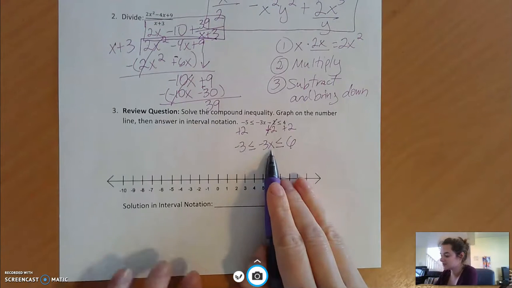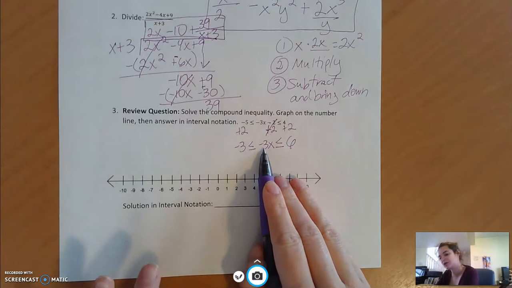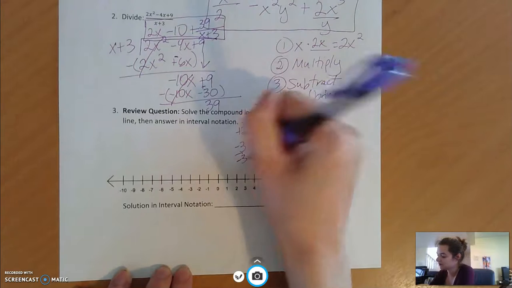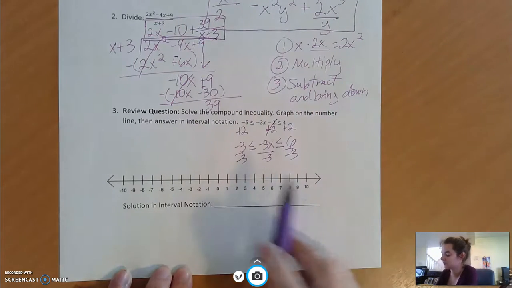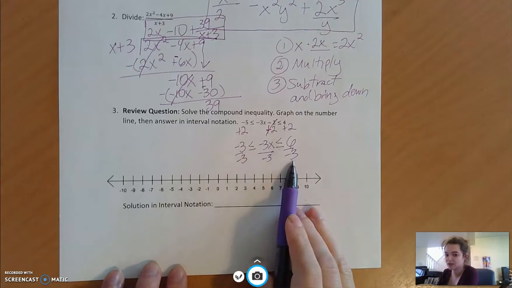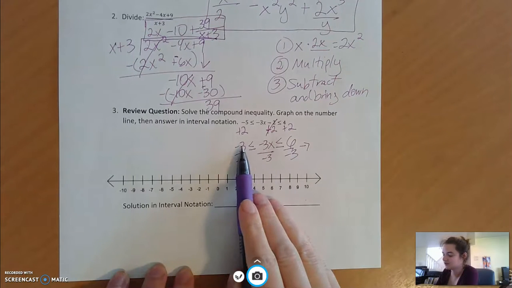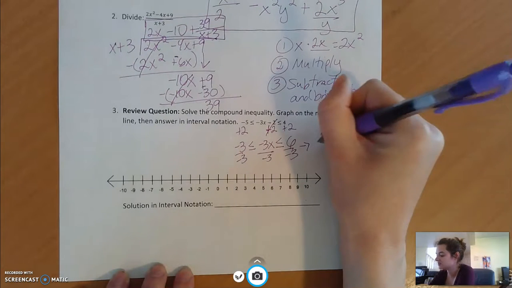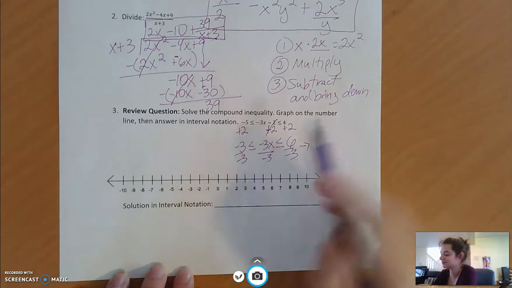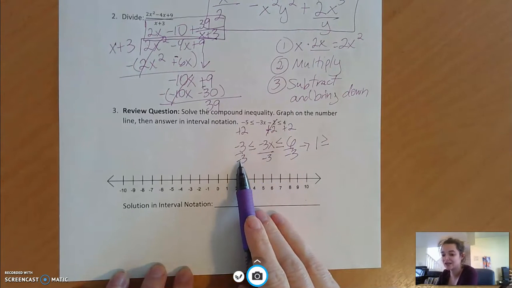Last but not least, to get my x by itself, I need to get rid of the negative 3. They're multiplied together, and the opposite of multiplication is division. So I'm going to divide by negative 3, divide by negative 3, and divide by negative 3. You'll notice I'm doing the same thing on the left side, the middle, and the right side. So on the left side, negative 3 divided by negative 3 is positive 1. My sign is going to flip around, so instead of being less than or equal to, it's going to be greater than or equal to, and I switch my sign because I'm dividing by a negative number.